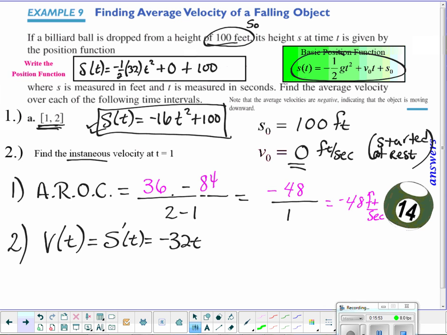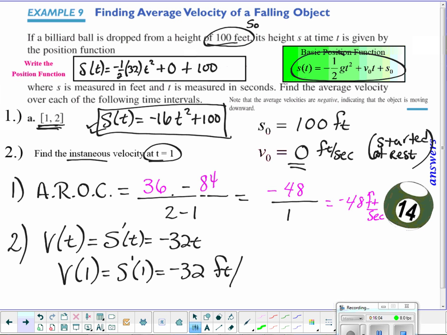And I want to evaluate this at time equals 1. So the velocity at 1 is equal to s prime of 1. Substitute 1 in, and we're talking negative 32 feet per second.